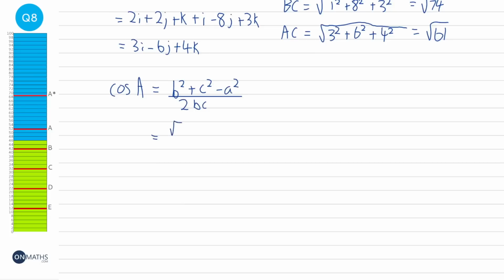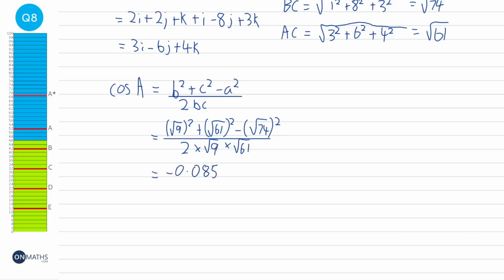So that's going to be square root of 9 squared plus square root of 61 squared minus square root of 74 squared. You can see why I've left them as square roots from the previous question, because it makes this a lot easier. And then over 2 times root 9 times root 61. And so plug that into your calculator and you get minus 0.085 and so on.